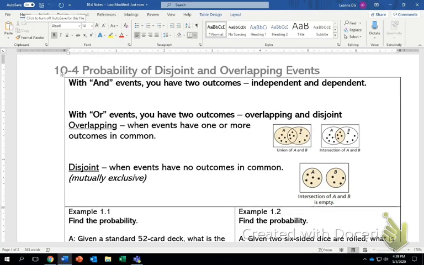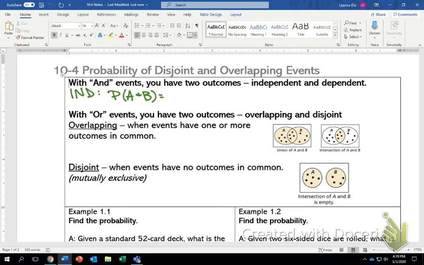10-4 is going into probability of disjoint or overlapping events. In our previous section, we had our independent and dependent events. Basically, when that happened, we had two formulas that we had to look out for. We had our independent formula, which was the probability of A and B. So, drawing a heart and a heart.